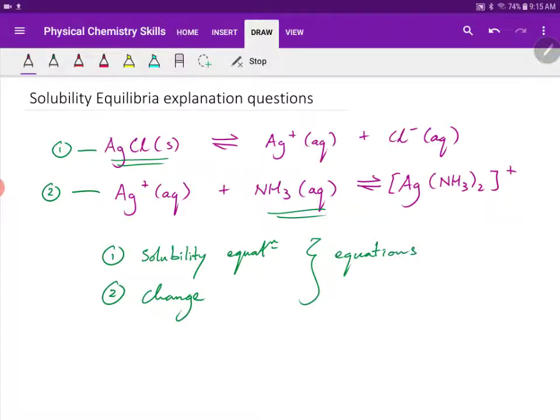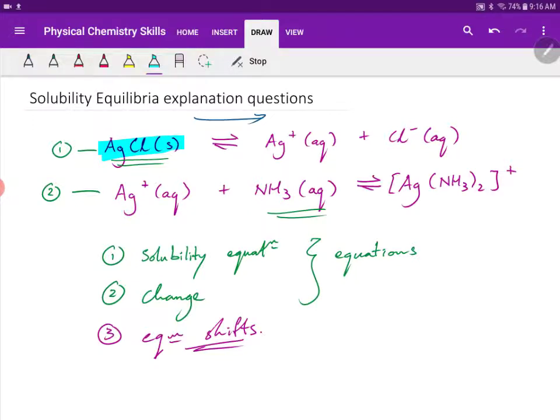And after that, the third and the most important one is how the equilibrium shifts. At the end of the day, to explain the fact that this AgCl dissolves, we have to talk about the shift of equilibrium of the first equation from the left to the right hand side. This is the only way to show that this is dissolving. Nothing else, just this. So using this idea of change, we must be able to explain why the equilibrium position of the solubility equation shifts.